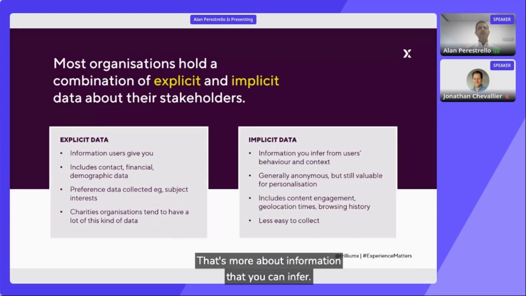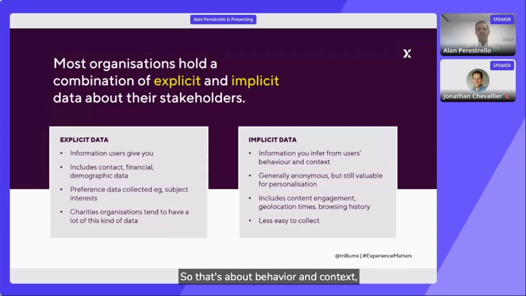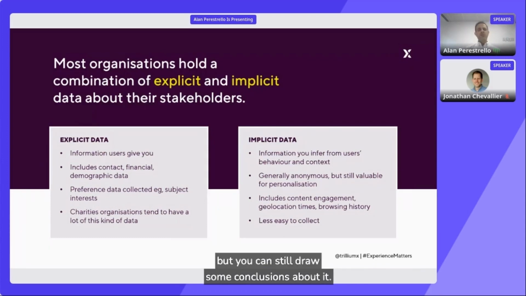So we talk about implicit data. That's more about information that you can infer. So that's about behavior and context. Might still be anonymous, but you can still draw some conclusions about it. And so implicit data could be everything from Google Analytics through to you summarizing what a behavior might be. So it could be about personalization on a page. It could be interaction with an email campaign. It could be any of those things.